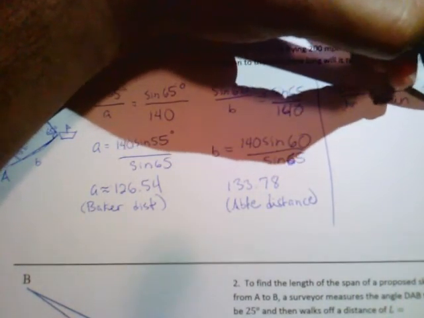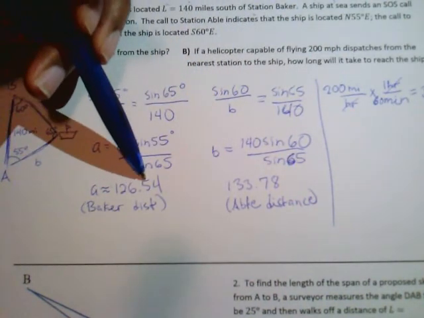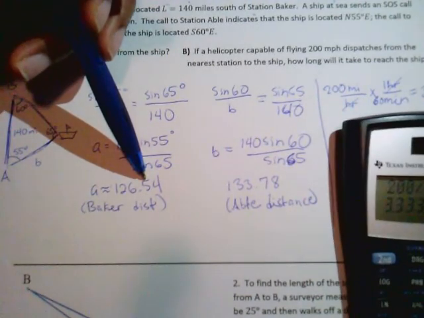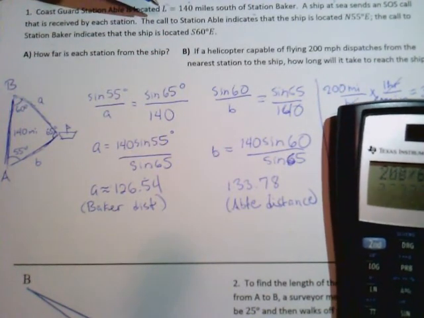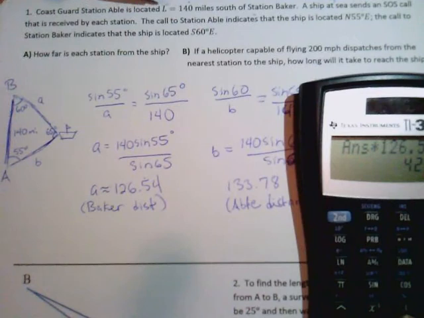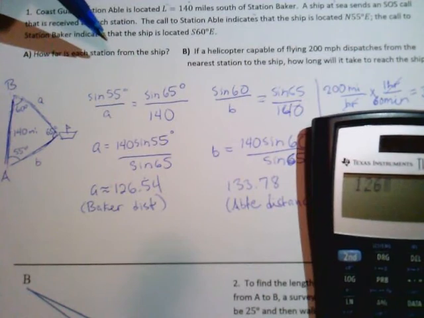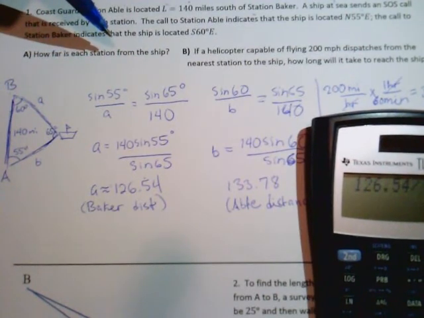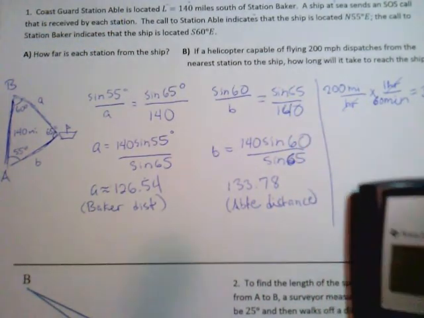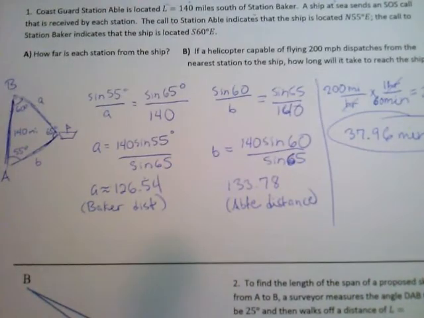miles per minute, and it's going to be traveling a distance of 126.54 miles. So we're supposed to divide: 126.54 divided by 3.3. And that gives us 37.96. So 37.96 minutes is how long it will take.